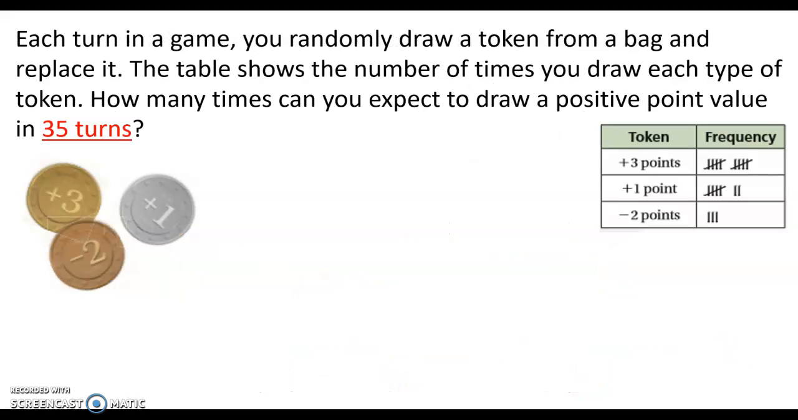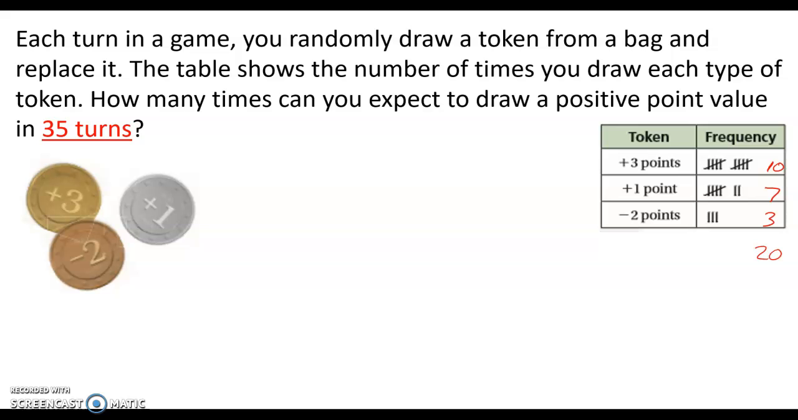Each turn in the game, you randomly draw a token from a bag and replace it. So you put it back. The table shows the number of times you draw each type of token. How many times can you expect to draw a positive point value in 35 turns? They got 3 points 10 times, then 5, 6, 7, and 3. So that experiment right there, that's how many they made out of only 20 attempts. Okay, so that's going to help us a little later.